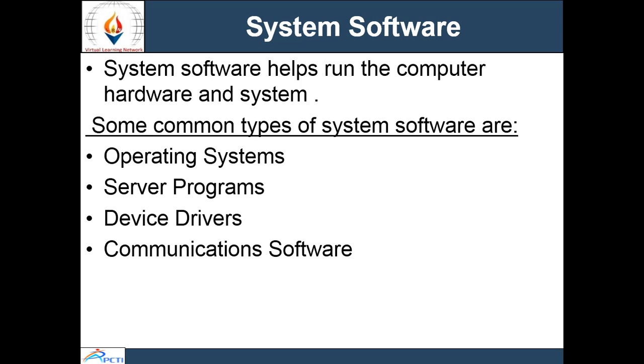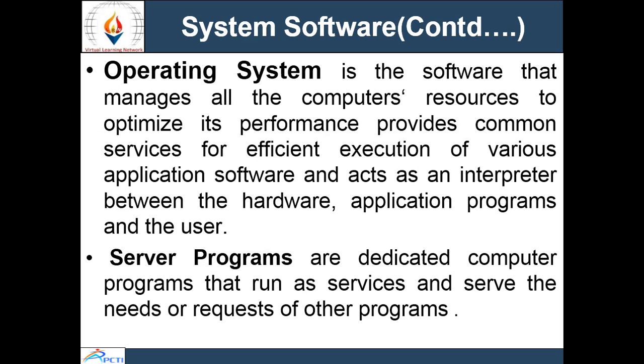Some common types of system software are operating systems, server programs, device drivers, and communication software. Explanation of system software. Let's start with operating system. An operating system is the software that manages all the computer's resources to optimize its performance, provides common services for efficient execution of various application software, and acts as an interpreter between the hardware, application programs, and the user.